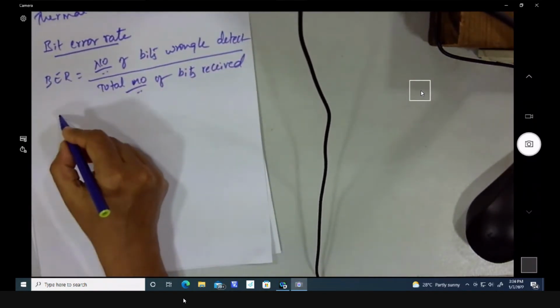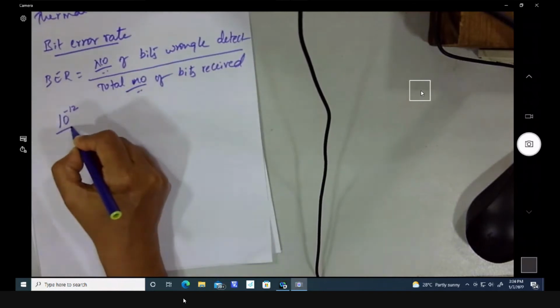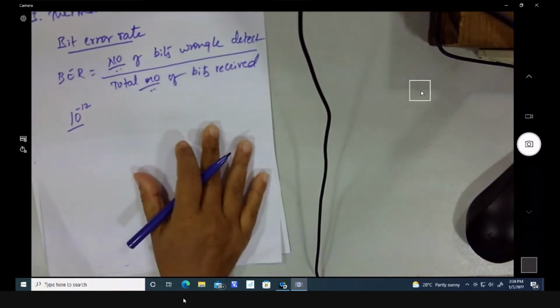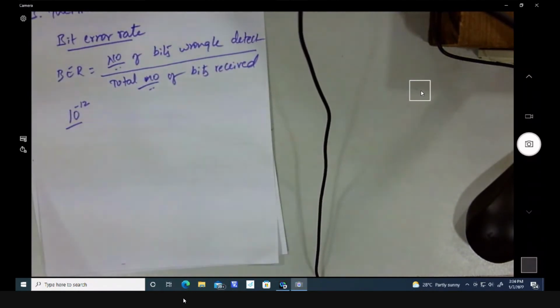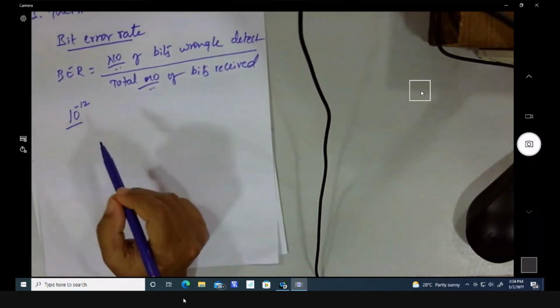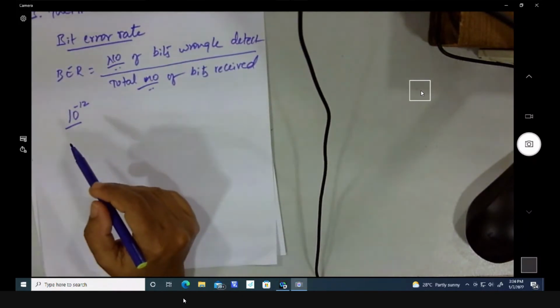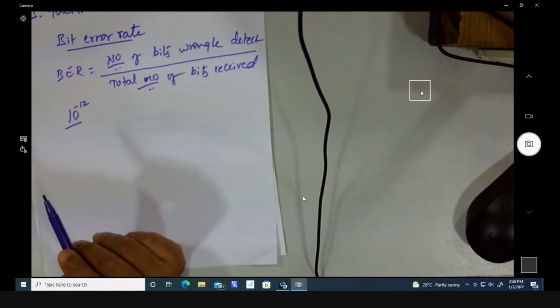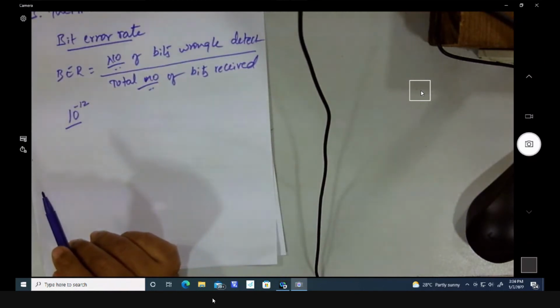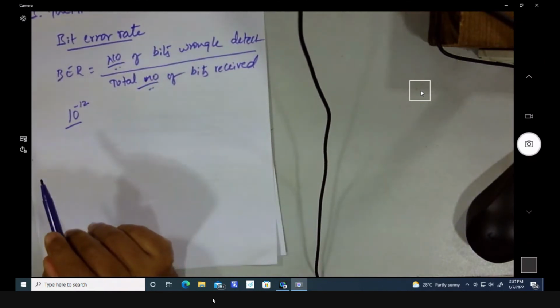Suppose I say bit error rate is equal to 10 to the power of minus 12. So what do you mean by that? How are you going to tell how many bits are wrongly detected if it is 10 to the power of minus 12? You are going to get plus 1 in the quiz if you answer this.